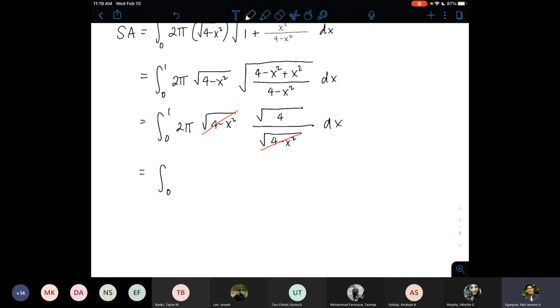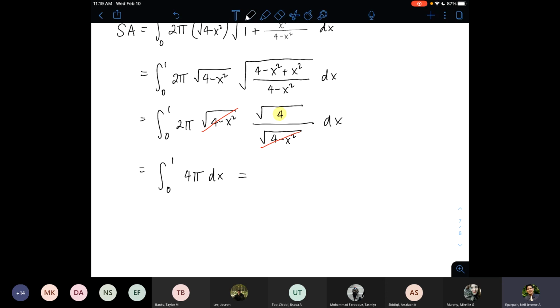What will be left would be the integral from 0 to 1, with the 2 outside, of 4 pi dx. And this doesn't look too bad at all. So this would be 4 pi x evaluated from 0 to 1, which is 4 pi square units. So this would be the surface area. Is that good? Looks easy?